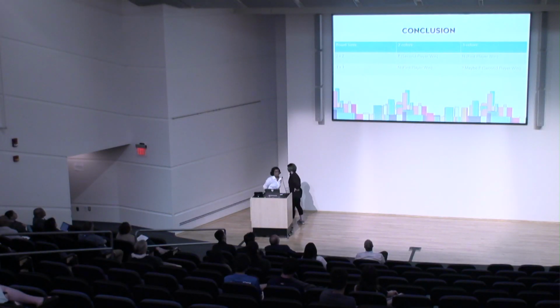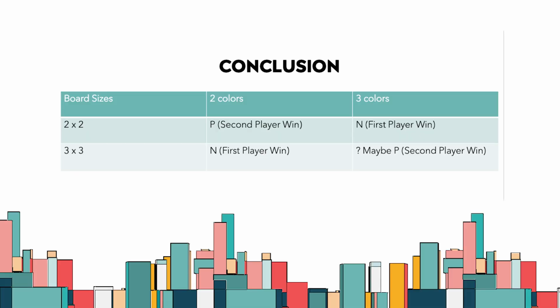And now Nikitta will talk about our conclusion. Coming into the conclusion, we have 2x2 and a 3x3 chart with 2 colors and 3 colors. In a 2x2 chart, the second player wins, so it's a P game state. In the 3x3, in a 3 colors in a 2x2 chart, the first player wins. And in the 3x3, in 2 colors, the first player wins.